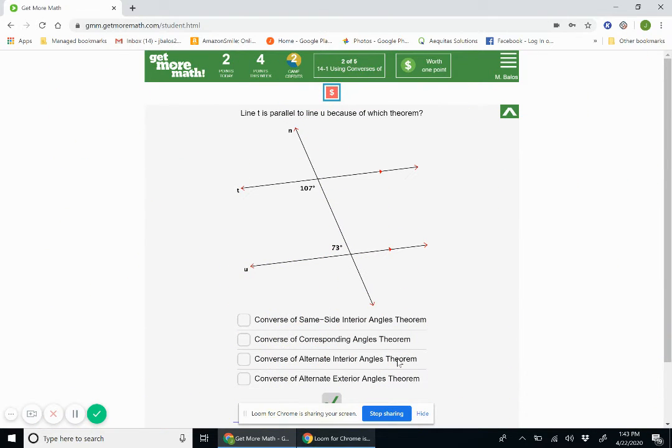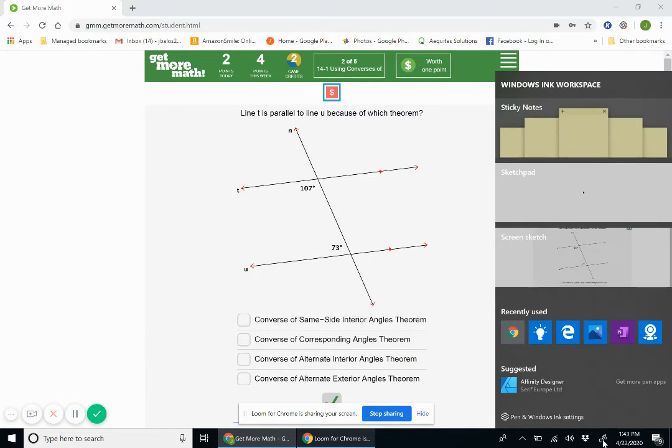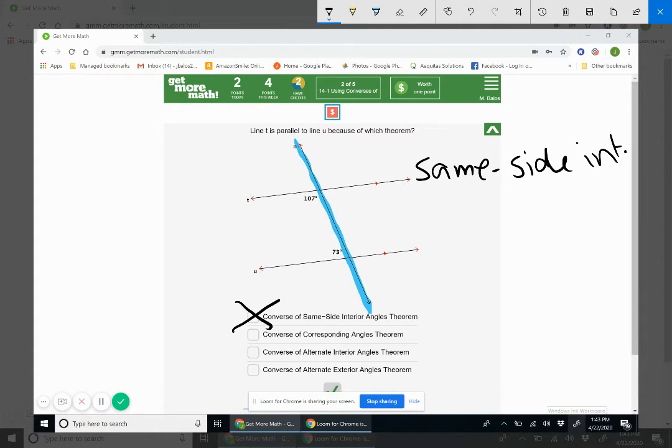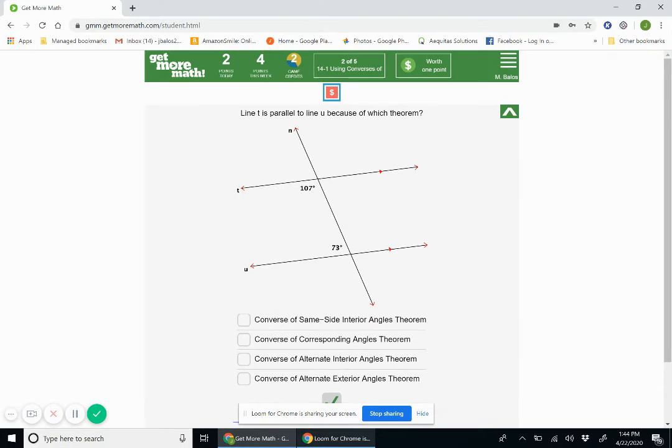Okay, let's do another one. First thing you got to do, figure out what kind of angles they are. Are they on the same side of the transversal or are they on opposite sides? This is my transversal right here. They're both on the left, so they are same side. Are they in between the two lines or on the outside? They're in between, so they're same side interior. For this one, all we have to do is say that we're going to use the converse of the same side interior angles theorem. So just choose that option.